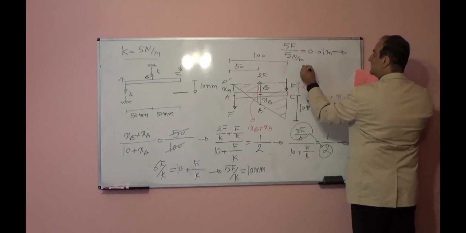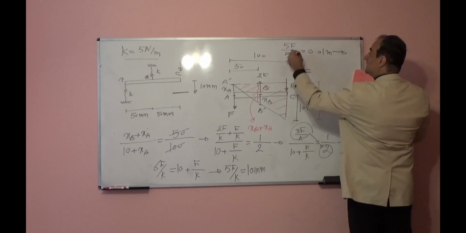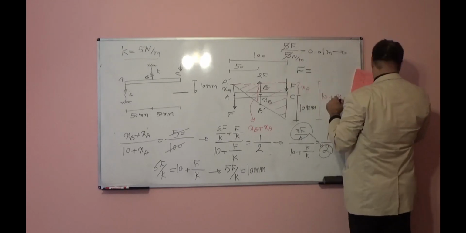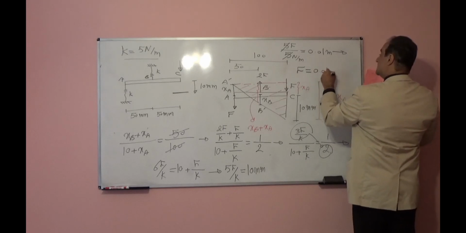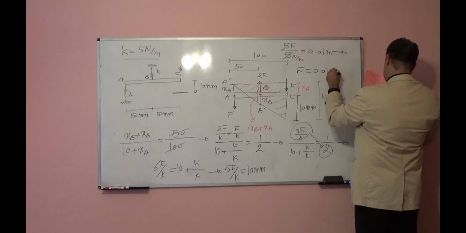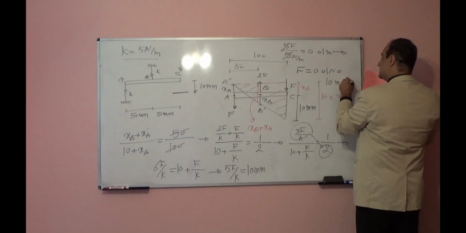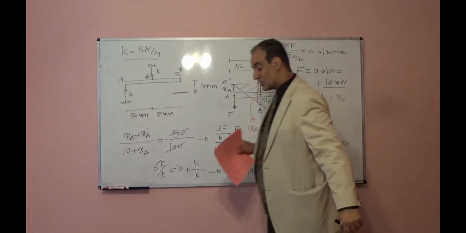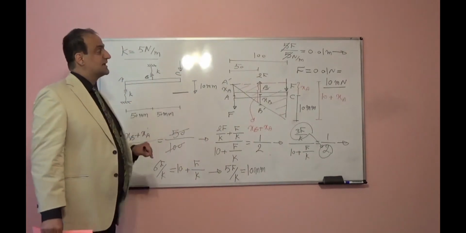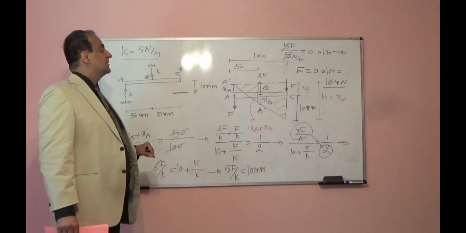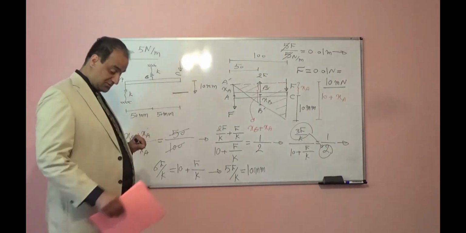From here, F will be equal to this 5 and this 5, they will cancel each other. It will be 0.01 Newton, or that is equal to 10 millinewton. So F will be the force in order to close this gap. It will be 0.01 Newton or 10 millinewton.